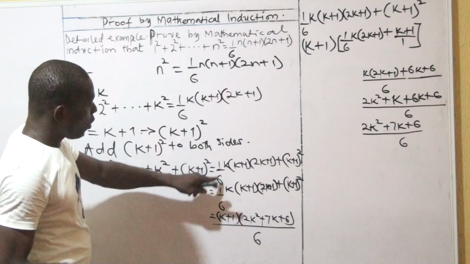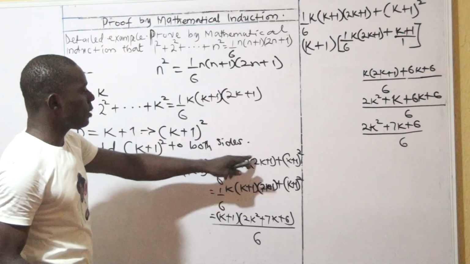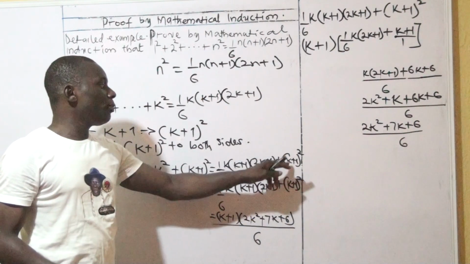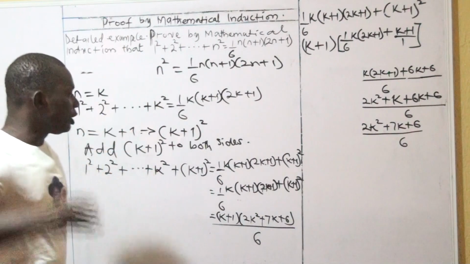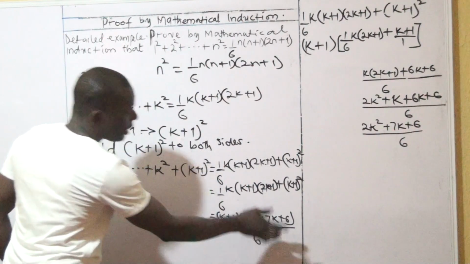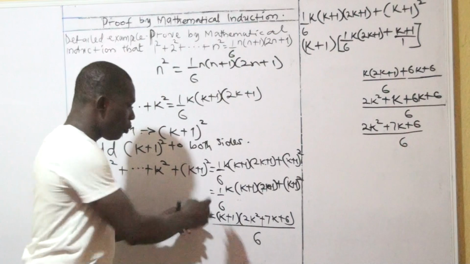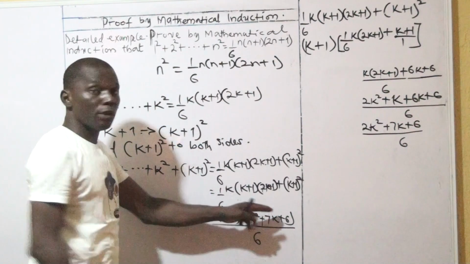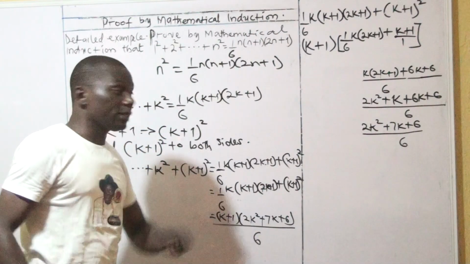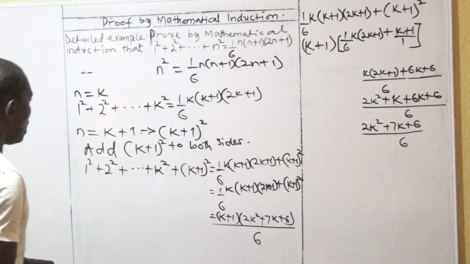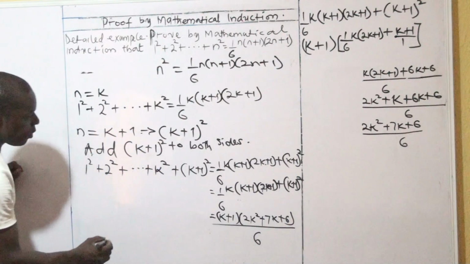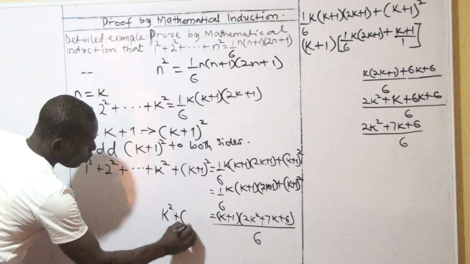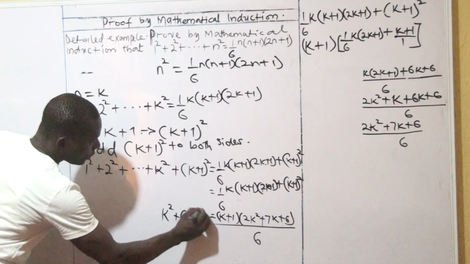1 over 6k, open bracket k plus 1, close bracket, open bracket 2k plus 1, close bracket, plus k plus 1 all squared has been simplified, and the result is k plus 1, open bracket k plus 1, close bracket, open bracket 2k squared plus 7k plus 6, close your bracket, over 6. So here we've already known that what we have here is k squared, open bracket k plus 1 squared.